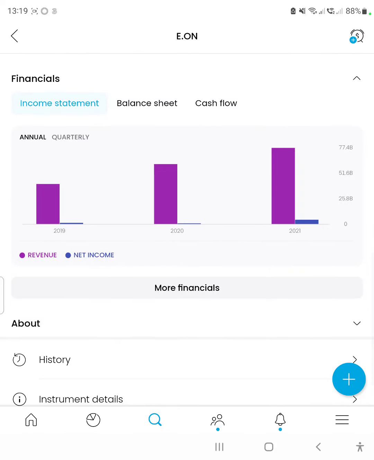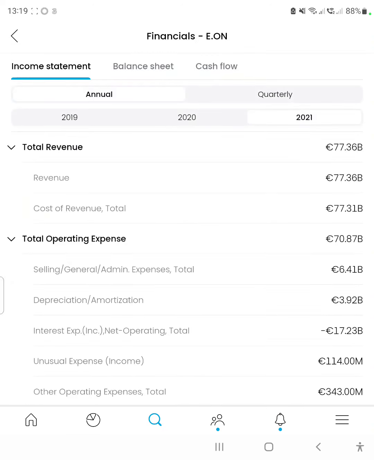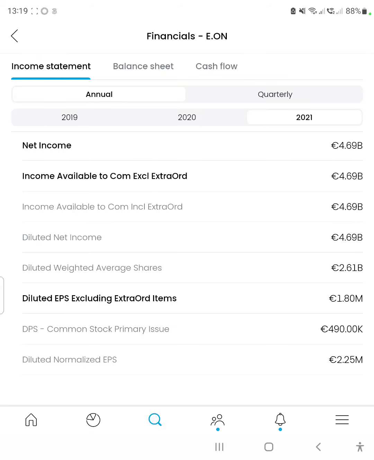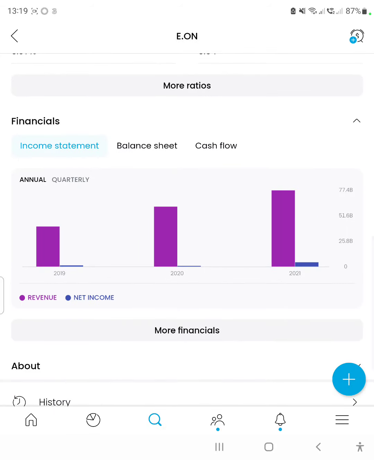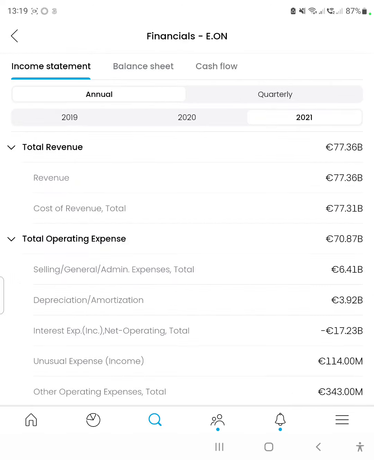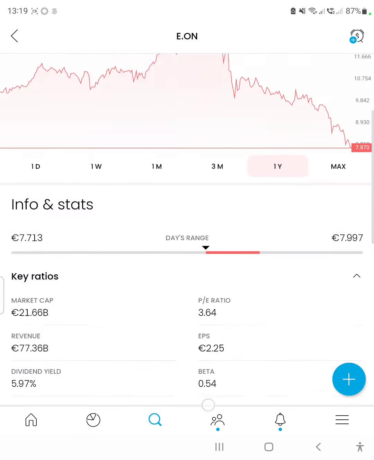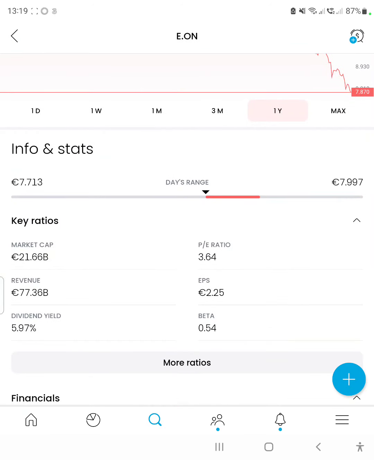So the profit margin is very low over the last 3 financial years. Let me go into more detail. Sorry, not the balance sheet, the income statement. So the income statement suggests the profit margin is... let me just see if I can get it on the cash flow statement. So the net income is about 1.81 billion. Compare that to the market cap of 21 billion, and it makes a bit more sense for it to have a revenue of 77 billion.